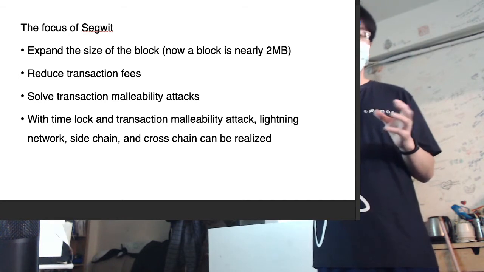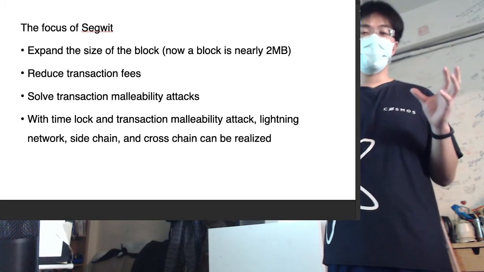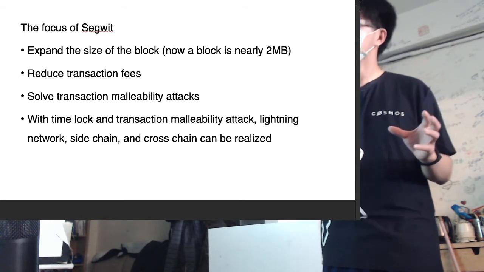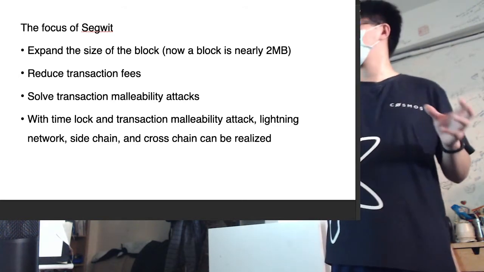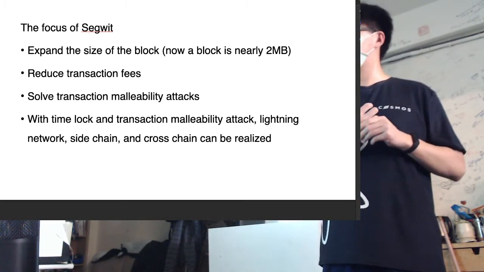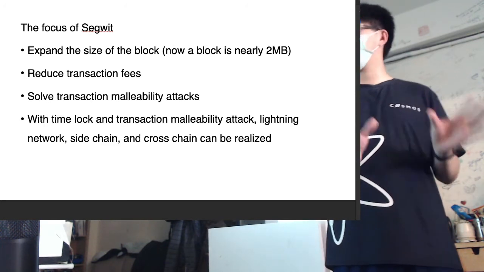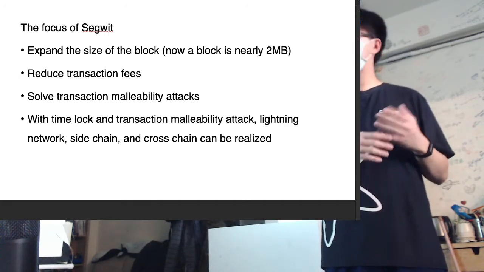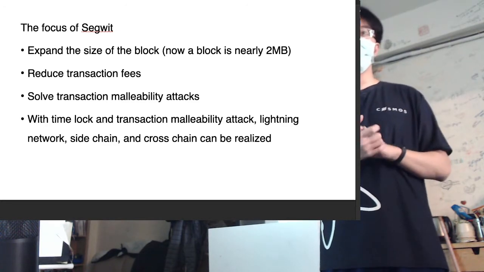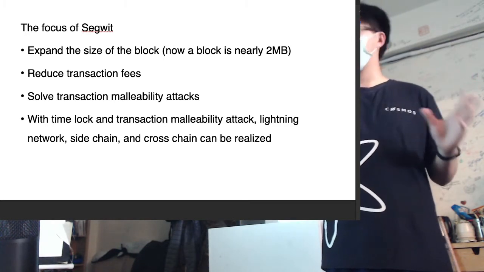Okay, and because the size of the signature doesn't have a high cost, you don't need to pay too much money for the signature. Okay, because there's Segwit, it also solves the transaction malleability attack. This is very important, because if Bitcoin has a malleability attack, they cannot build the Lightning Network. They cannot build the sidechain, because they have many kinds of transaction ID. They cannot make sure there's only one of the same transaction inside.